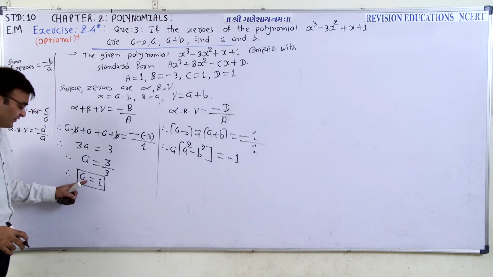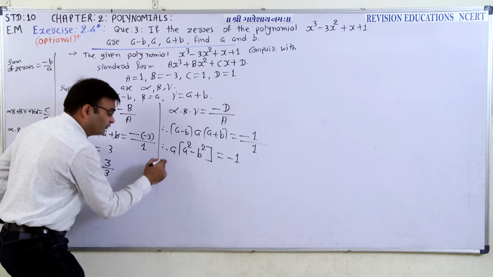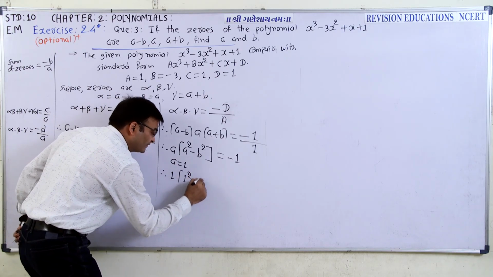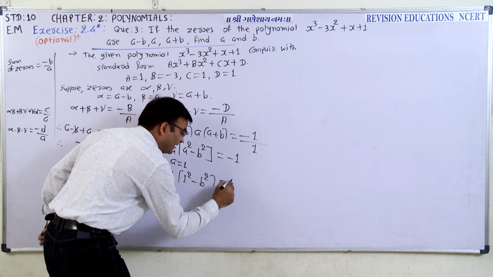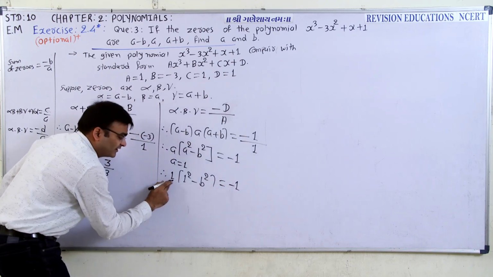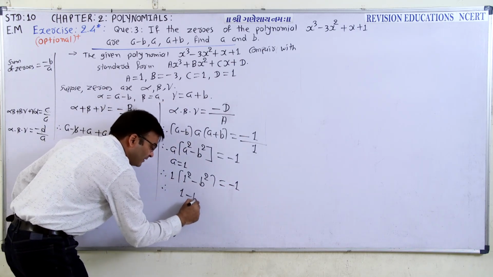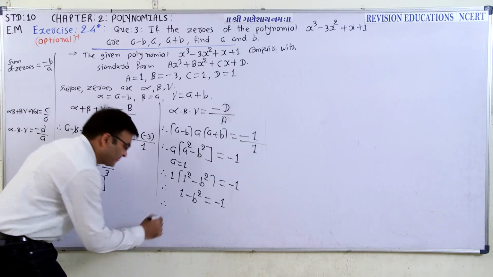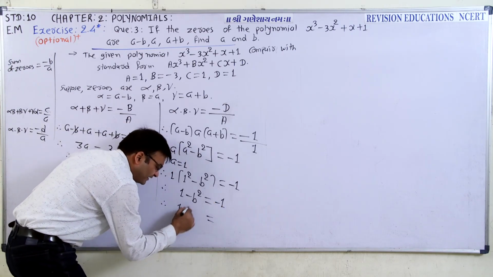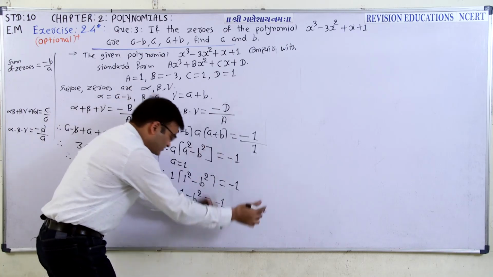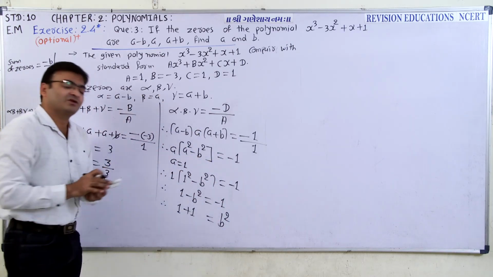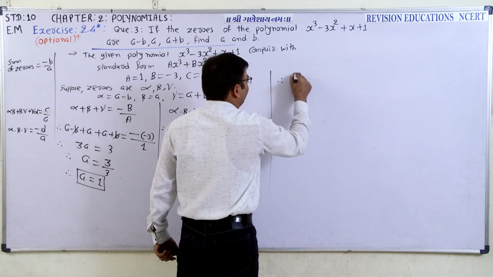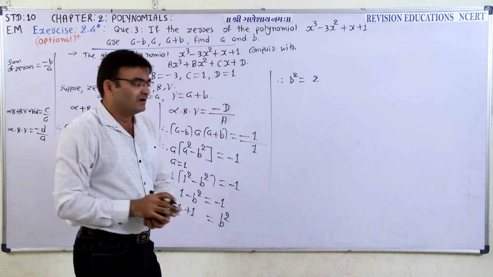Now friends, the value of a we found here, so we substitute 1 here. a is equal to 1, so 1 into 1 square minus b square is equal to minus 1. The 1 makes no difference. So 1 square is 1, 1 minus b square is equal to minus 1. Now friends, this is a small equation. 1 as it is. This 1 we take to this side, it becomes plus. This square we take to that side, it also becomes plus. 1 plus 1 is 2, so b square is equal to 2.